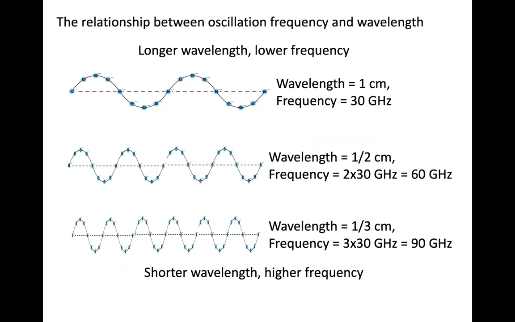So fairly fast. If you cut the wavelength to a half, the frequency has to go up by a factor of 2. So if the wavelength is a half a centimeter, the frequency is 60 gigahertz. If the wavelength is a third of a centimeter, then the frequency is 3 times 30, or 90 gigahertz. So basically, frequency and wavelength are related to each other, and things that are higher frequency are shorter wavelength, and things that are longer wavelength are lower frequency.